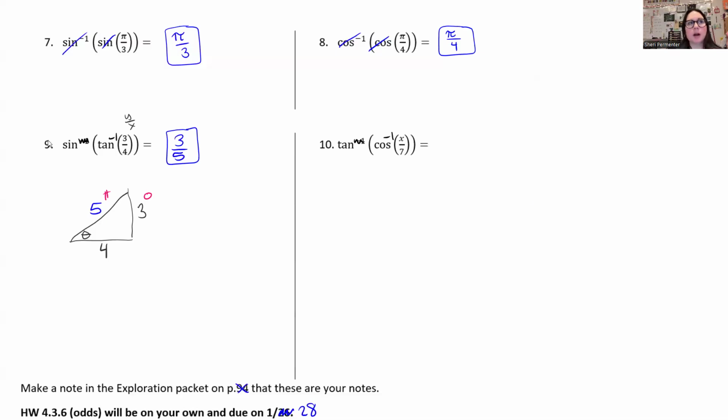So when you see these problems, the functions are not the same, it doesn't cancel, and you get numbers that you don't see on the unit circle, then it should be a good indication you're probably going to draw a triangle.